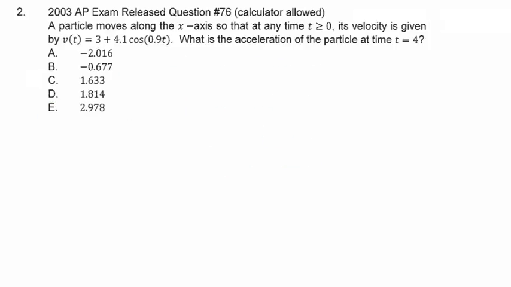Problem 2 is a calculator allowed problem. The particle moves along the x-axis so that at any time t greater than or equal to 0, its velocity is given by v of t equals 3 plus 4.1 cosine of 0.9t. What is the acceleration of the particle at time t equals 4? Well, we have a choice here. We can take the first derivative of this and solve using a calculator, but an easier way to do this would be to actually put this in the calculator.